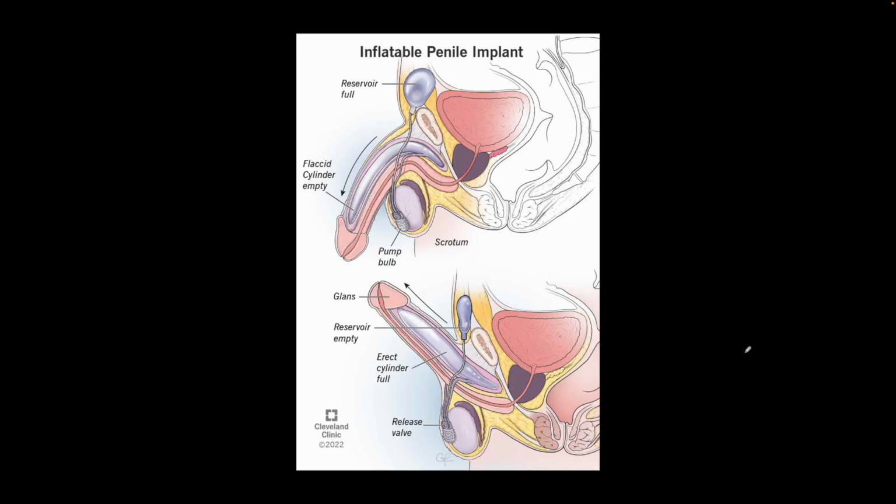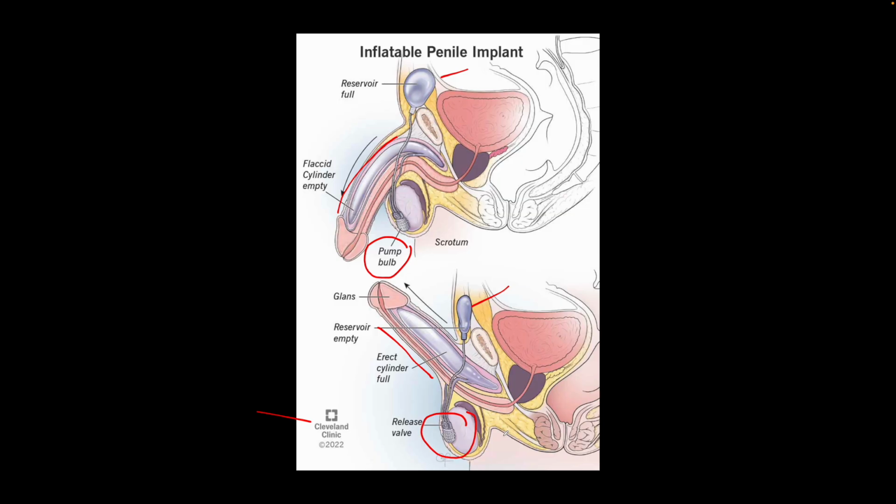So this is a graphic from the internet, Cleveland Clinic, and this is showing the different parts of an inflatable penile implant. So when the reservoir is full, the cylinders are flaccid. This is the pump, which is in the scrotum. And when the reservoir is empty, we see that the cylinders lead to an erect penis, and the pump is adjacent to the release valve.